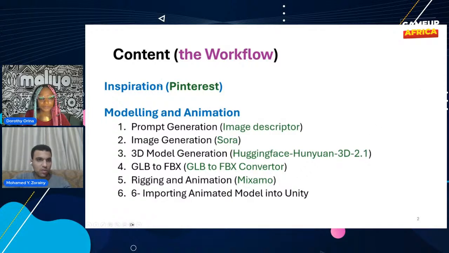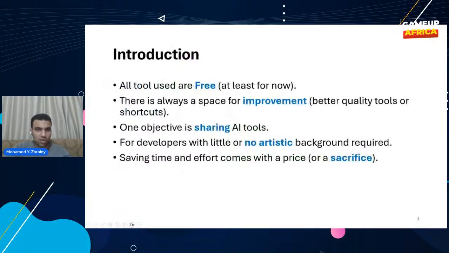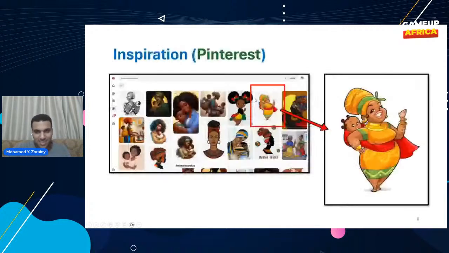So I was showing the whole workflow and getting you through the introduction. What I was saying is that you should expect some sacrifices. We're not talking about a triple-A God of War or Assassin's Creed type of character. We're talking about something that is more than enough for a mobile game, especially with a top-down view where the character is not very close to the camera, so the player could be tolerant of some flaws in your model because you're doing it using AI. So without further ado, let's go to the workflow.